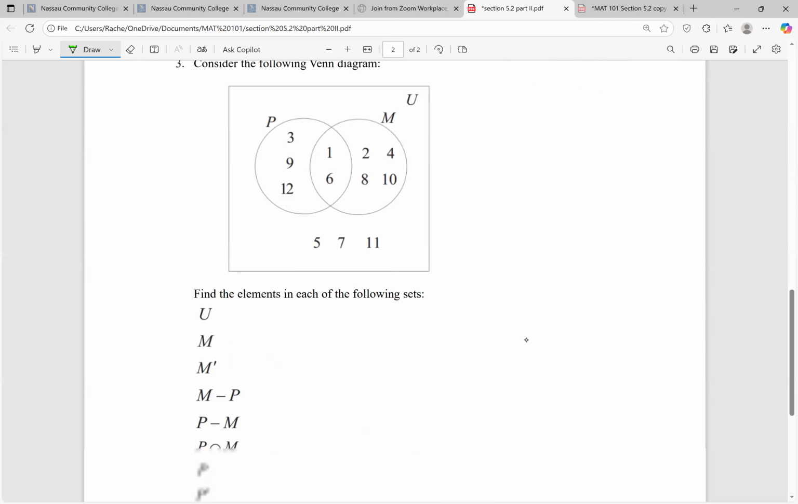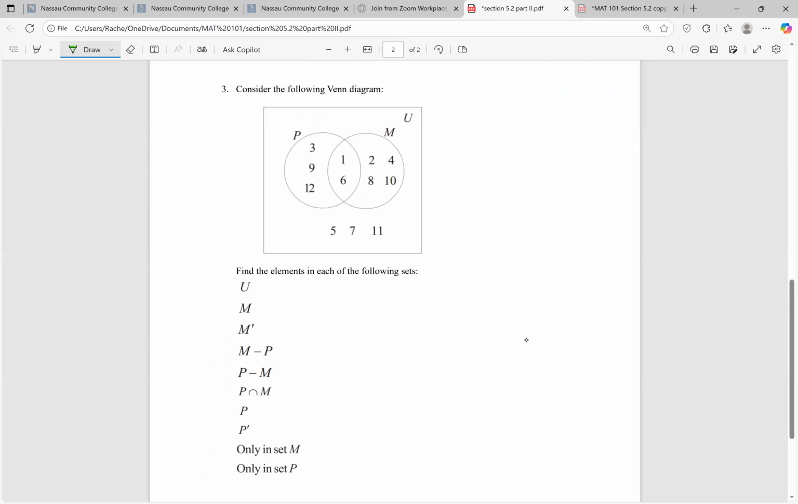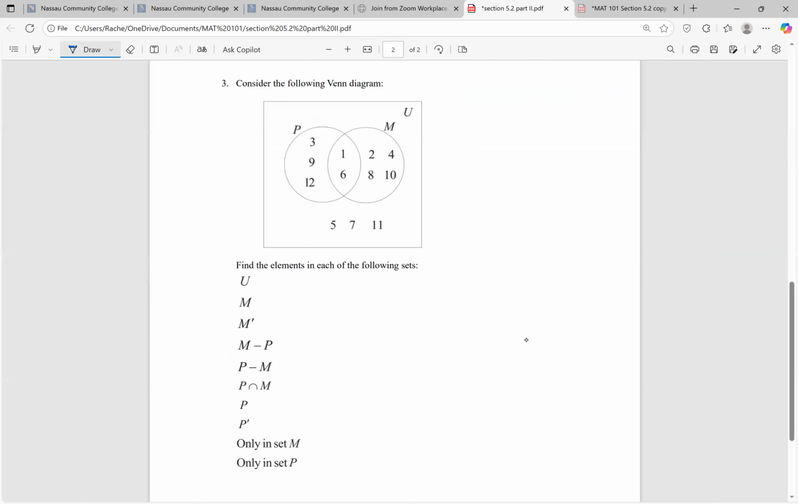And let's just do one more example where we have to answer some questions regarding a Venn diagram. So here's a Venn diagram. It's representing the universal set and sets P and M. So find the elements in each of the following sets. So what's in the universal set? So that's just going to be everything. So 1, 2, 3, 4, 5, 6, 7, 8, 9, 10, 11, 12. So it seems to be all the numbers from 1 to 12 that make up this universal set.